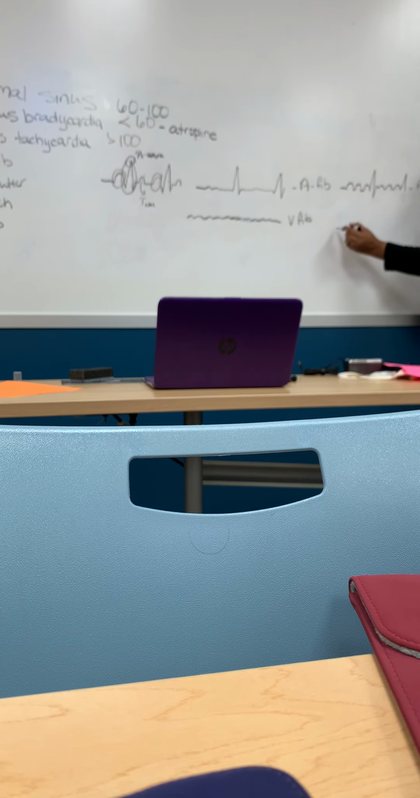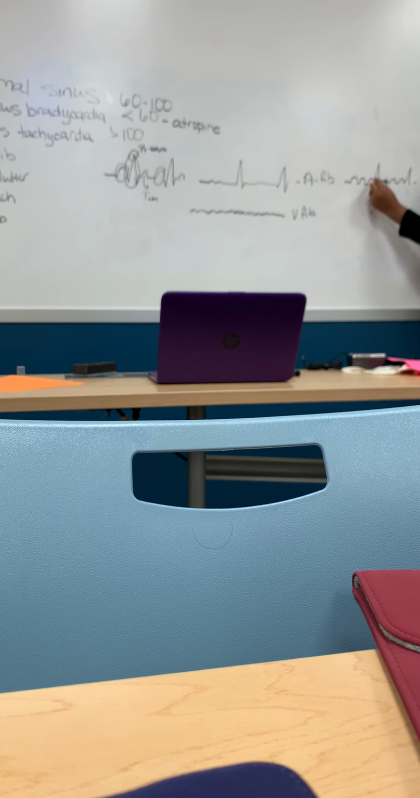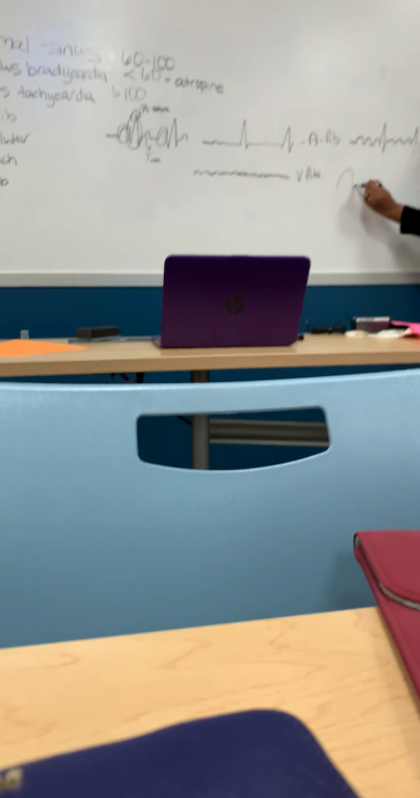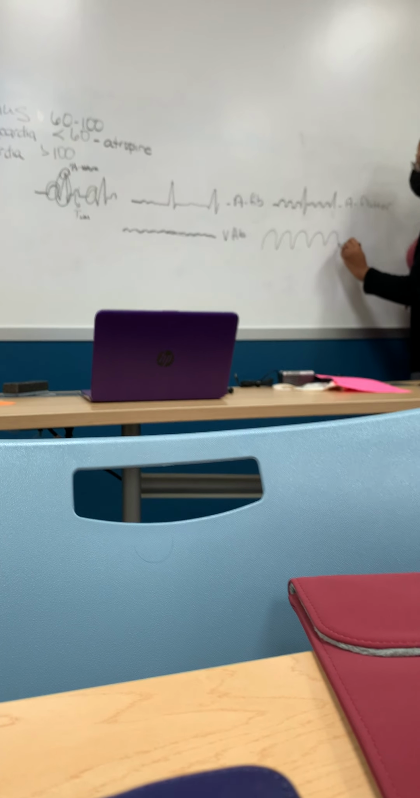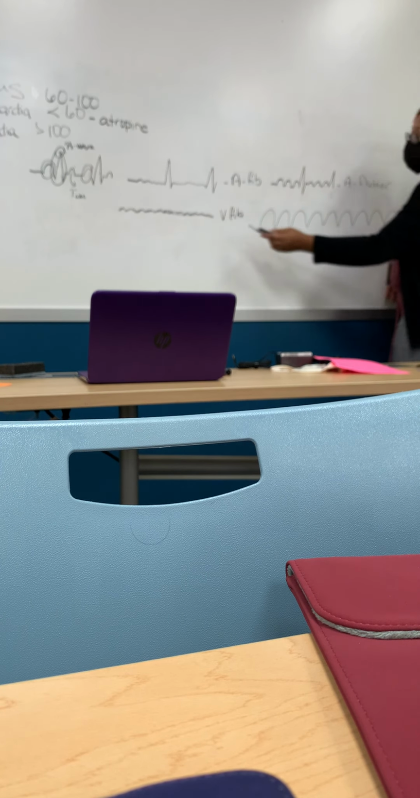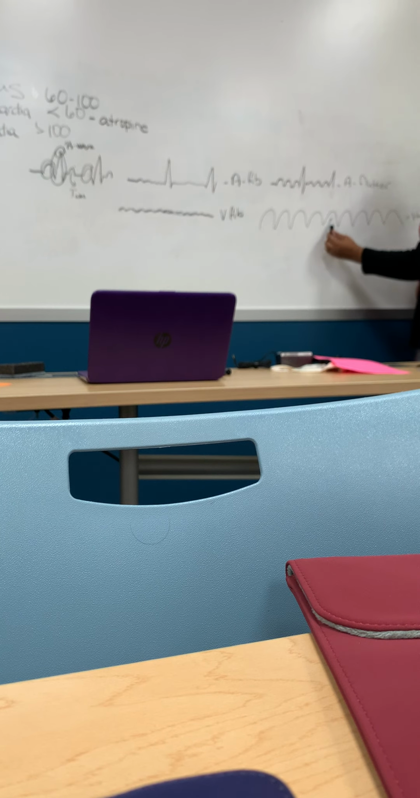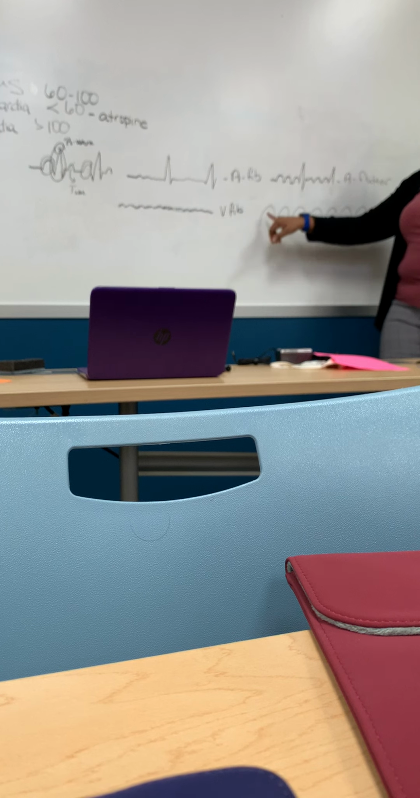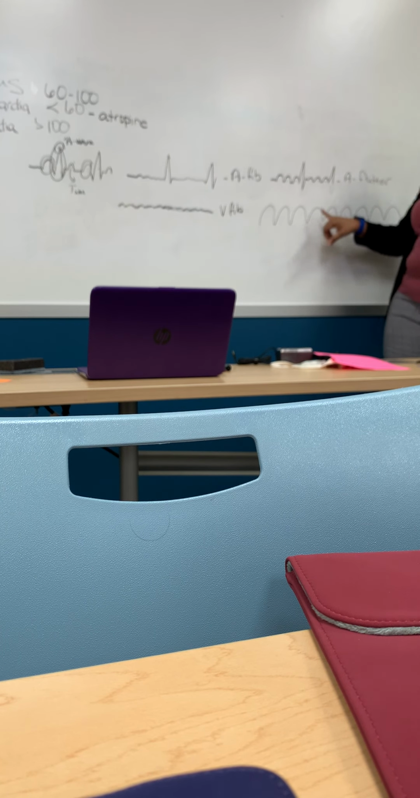Your QRS complex is supposed to be narrow, right? Those are not narrow at all, are they? This is VTAC. The difference between VTAC and VFib is the height of those waves, and it's going to be a lot. And if it's tachycardia, how many of these are you going to see on that 6-second strip? Over 10. More than 10.